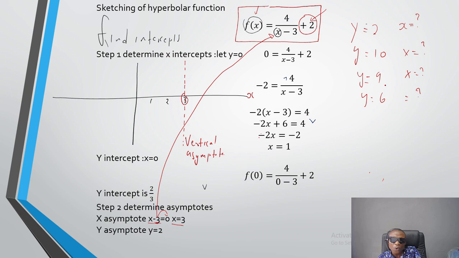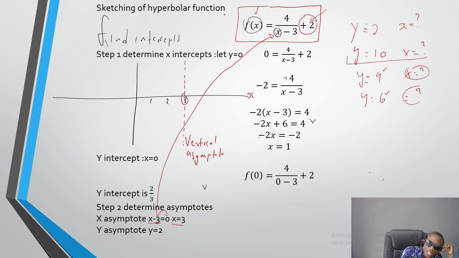I guarantee you, when y is 9, you will find the value of x. When y is 6, you will find the value of x. When y is 10, you will find the value of x. But when y is 2, you will fail to find the value of x. That is why we say, for different values of y, we can find the value of x, the input value. But when y is 2, we fail to find the value of x.